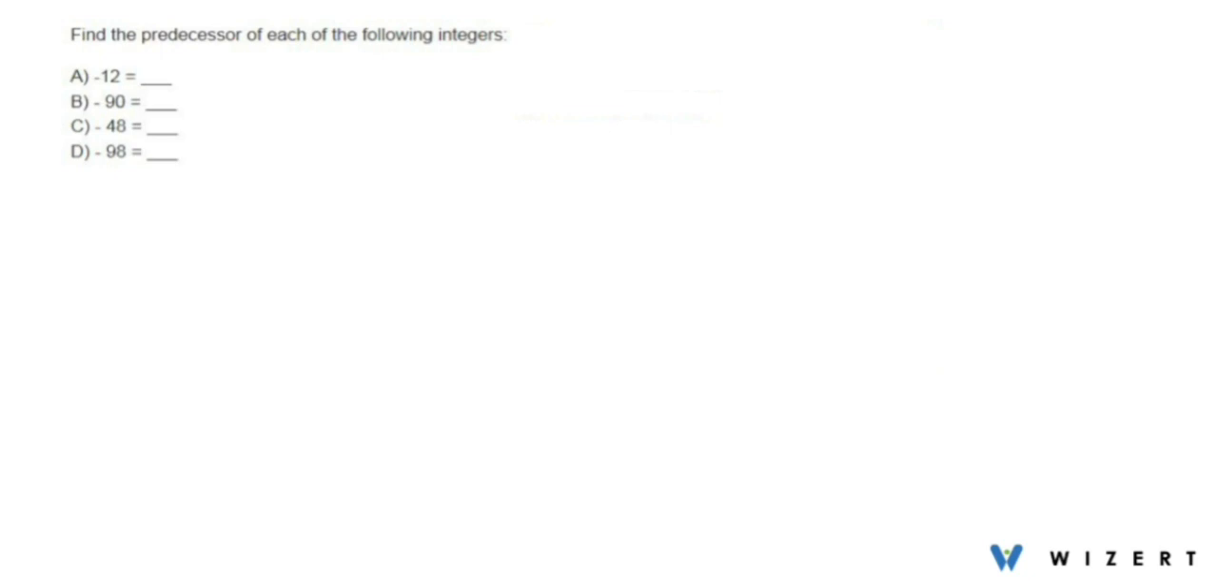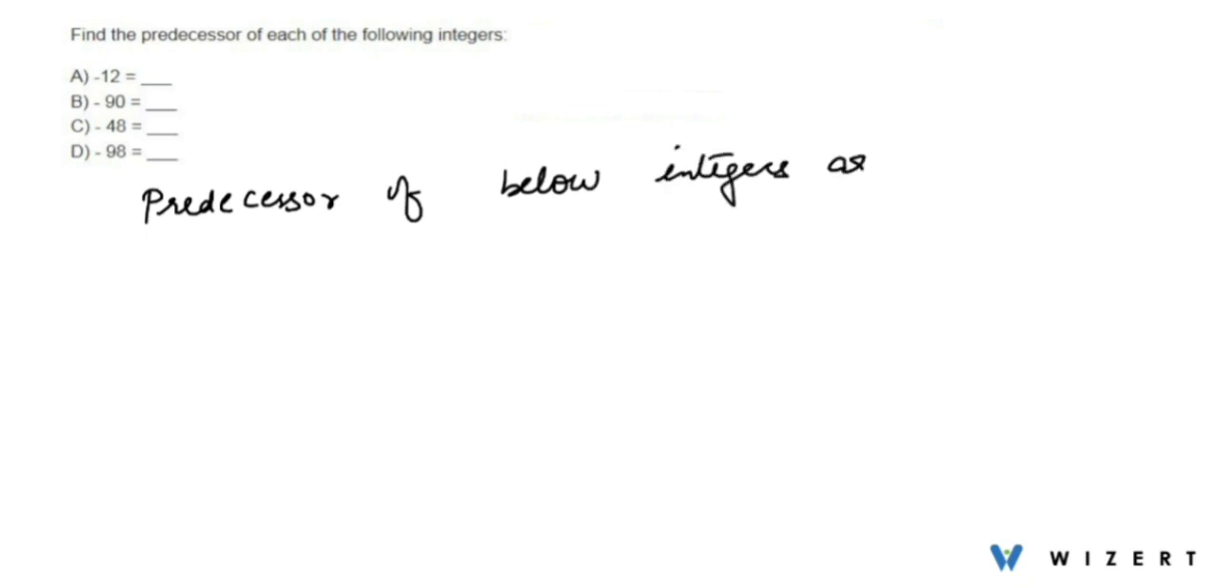Find the predecessor of each of the following integers. So here we have to find the predecessor of the below integers. So let us find out. Here, for minus 12, the predecessor can be calculated by just subtracting 1 from the given integer. So minus 12 minus 1 will give minus 13.